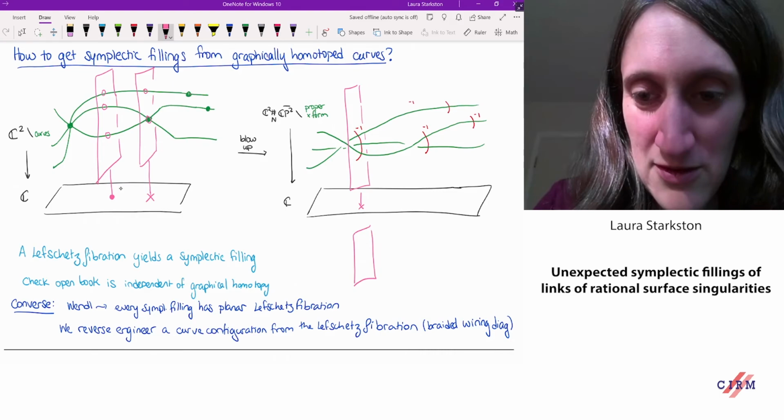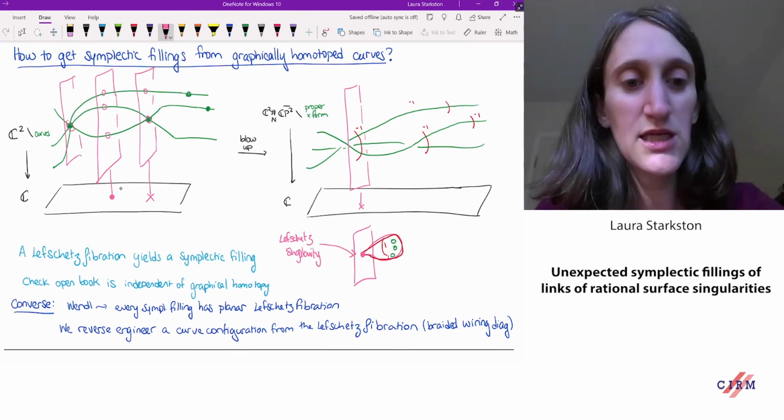So my standard projection from C2 to C in the complement of the curves becomes a Lefschetz fibration after I blow up and take the complement of the proper transform of the curves. And that Lefschetz fibration is the symplectic filling that I'm looking for associated to these graphically homotoped curves.